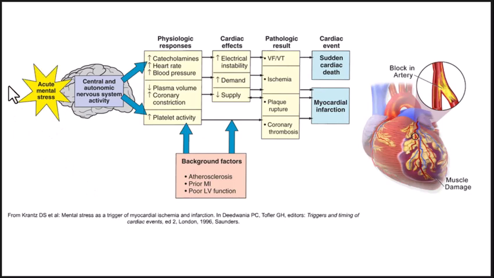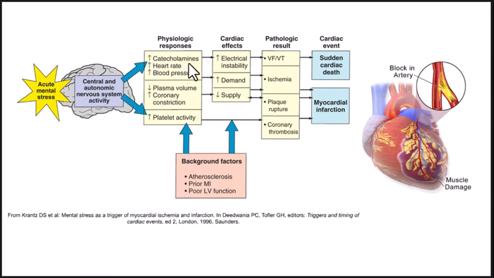So acute mental stress can have an impact or can trigger a cardiac event, especially if somebody has some predisposition to heart issues, including atherosclerosis, a prior myocardial infarction, or poor left ventricular function, remembering that that left ventricle is so important in pumping blood to the entire body. So what sort of effects can acute mental stress have on our central nervous system and our autonomic nervous system?